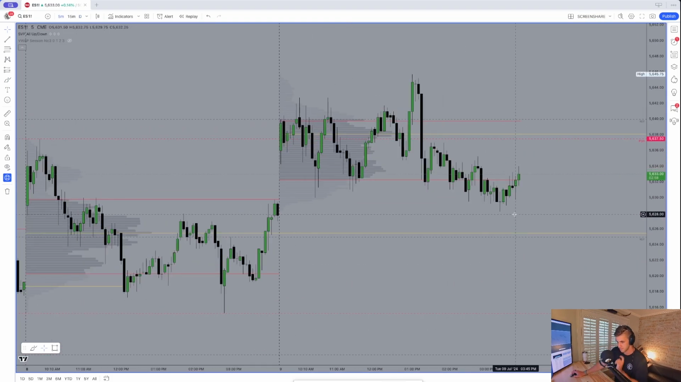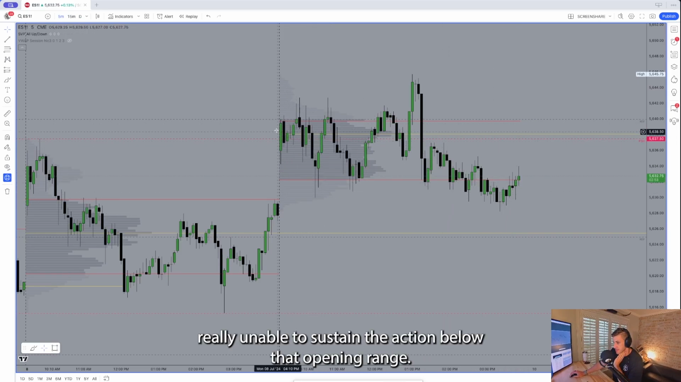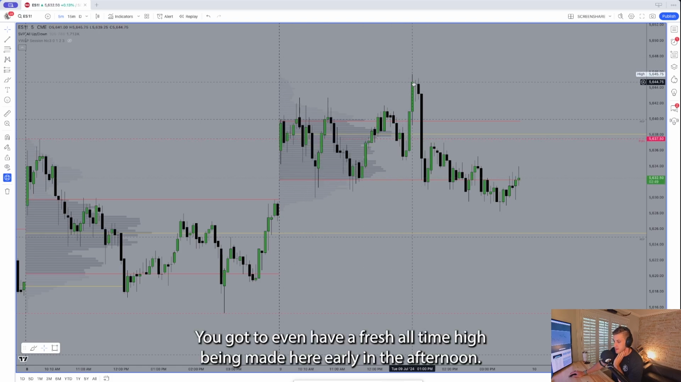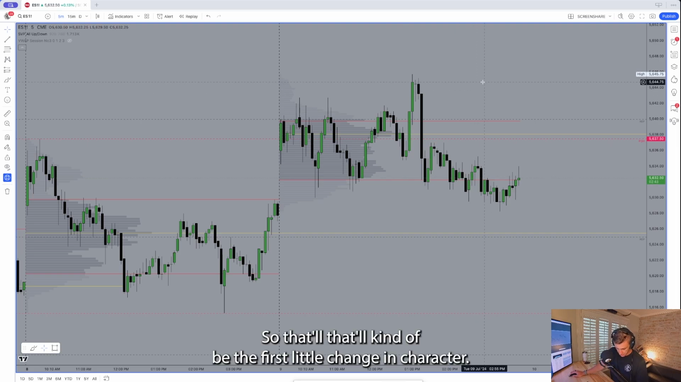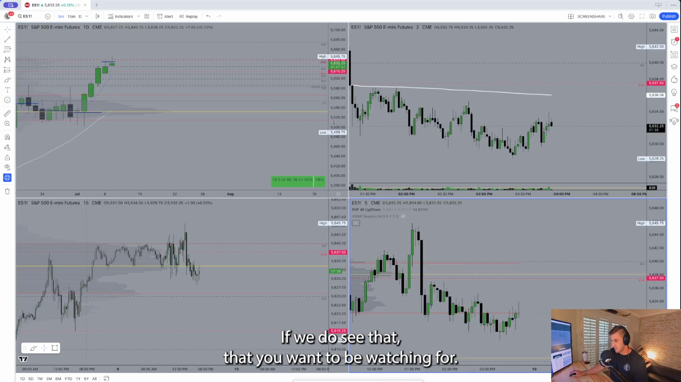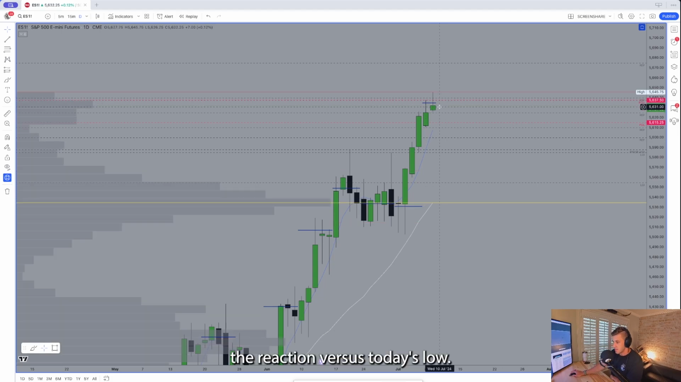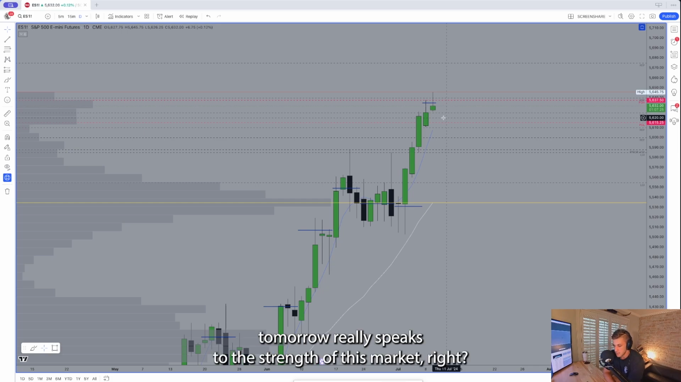If we take a look at the intraday action today, sellers really unable to sustain the action below that opening range, right? You even have a fresh all-time high being made here early in the afternoon. So that'll be the first little change in character you want to be watching for if we do see that. As far as what I'll be looking at for tomorrow, like I said, the reaction versus today's low. Now, if sellers are unable to show any type of continuation through today's low tomorrow, it really speaks to the strength of this market, right?